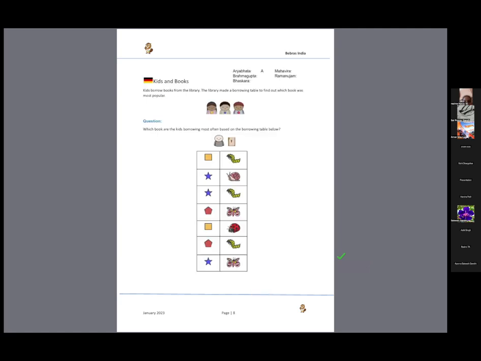Okay, we'll go on to the next one then. So, this question, there are three different children. Each of them has a different symbol representing them. So, you can see over here, one of them is a square, one of them is a star, and one of them is a pentagon. So, the library makes a borrowing table to find out which book was the most popular. So, this is the table below.